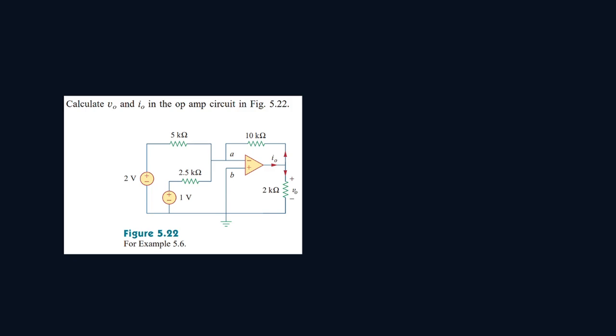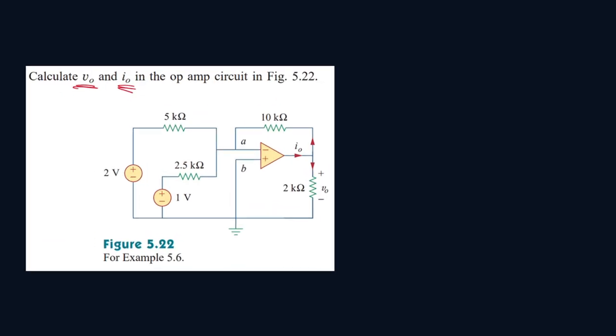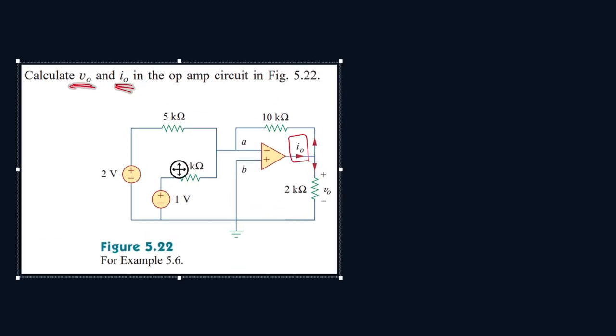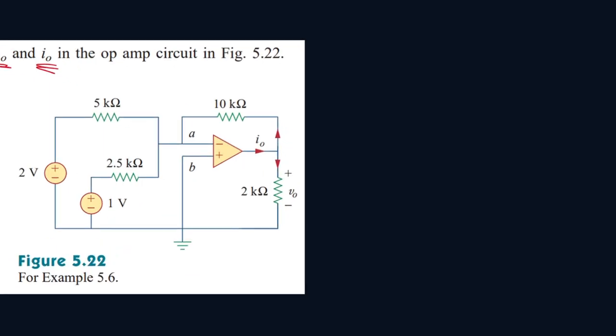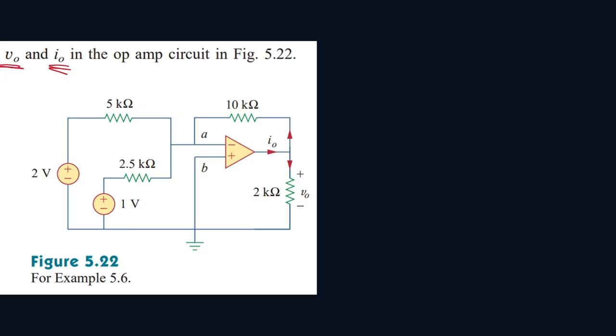Okay, so for the following circuit here, we have to find VO and IO. So pretty much this and then this. Since this is an ideal op amp, the current passing through here will be 0, and so will the current passing through here. And we know that the voltage difference between these 2 points will also be 0.